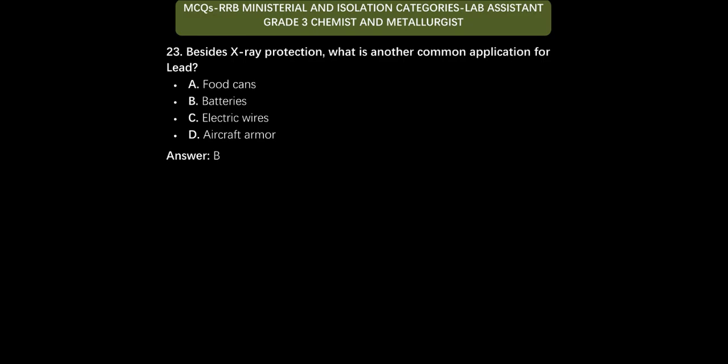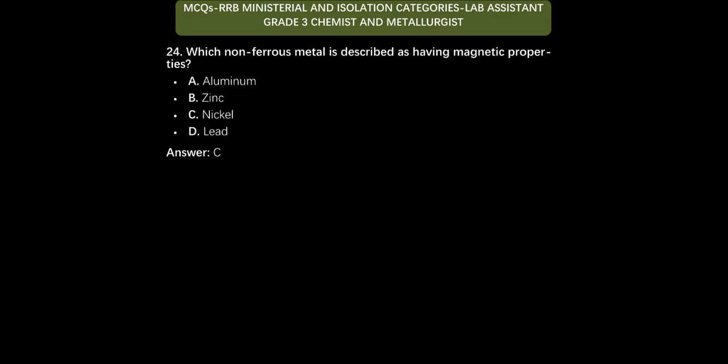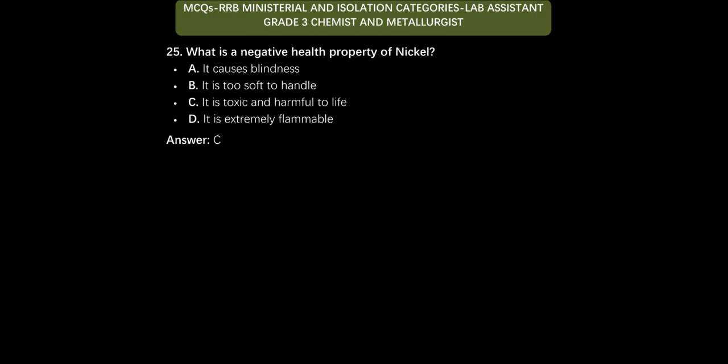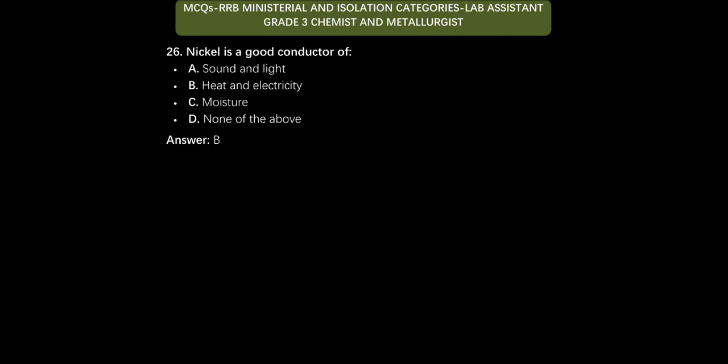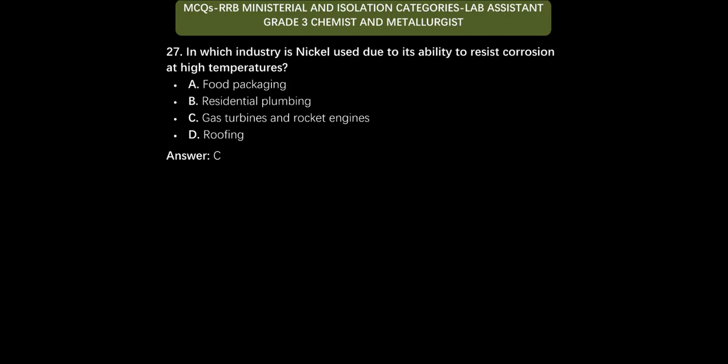Option B, batteries. Which non-ferrous metal is described as having magnetic properties? Option C, nickel. What is a negative health property of nickel? Option C, it is toxic and harmful to life. Nickel is a good conductor of option B, heat and electricity. In which industry is nickel used due to its ability to resist corrosion at high temperature? Option C, gas turbines and rocket engines.